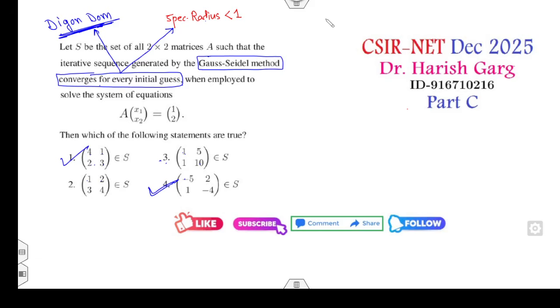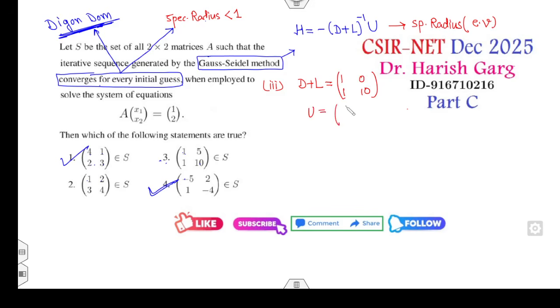What is the spectral radius? In the case of the Gauss-Seidel method, you have to find the matrix H, which is minus of D plus L inverse of U, and find the spectral radius of the matrix H. Spectral radius means the eigenvalue. Fine. So if we look at the third case, what is my D plus L? D plus L is 1, 1, 10. U is my 0, 5, 0, 0.